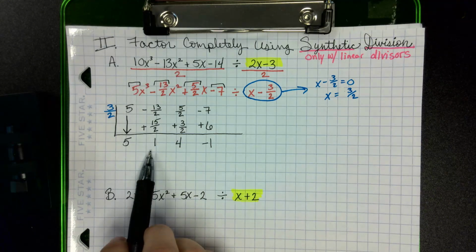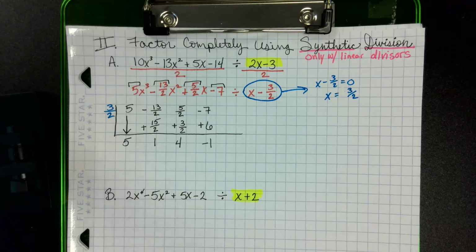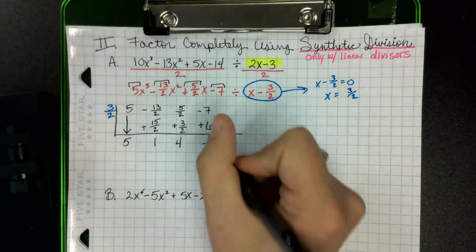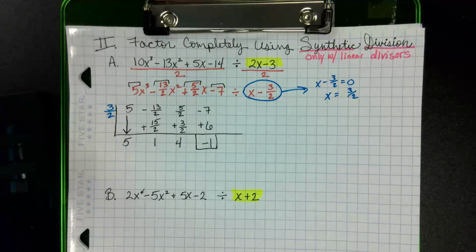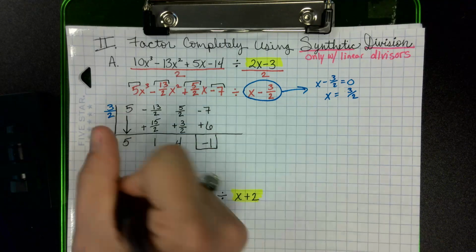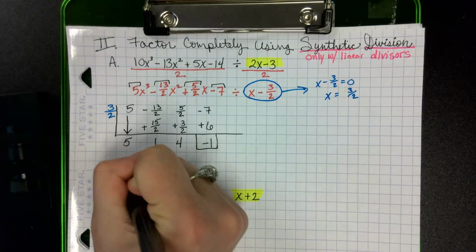Oh, okay. I don't know why it's supposed to. When you do synthetic division, your last value is your remainder, so put it in a box. And now I can write my answer from the division.